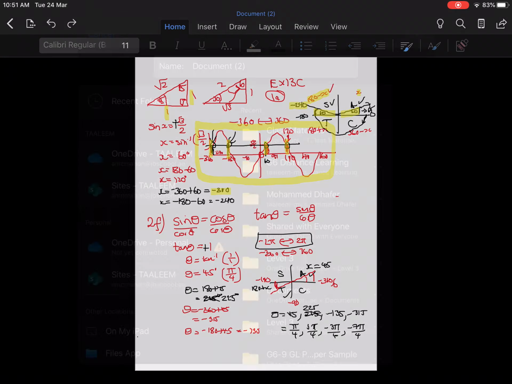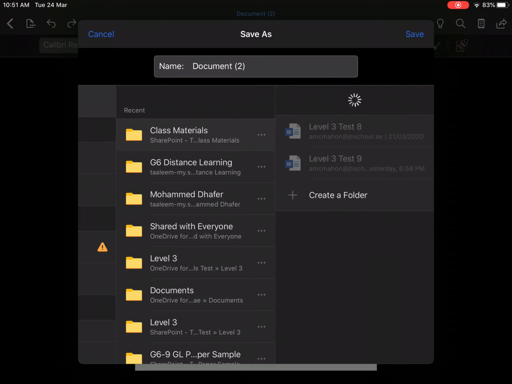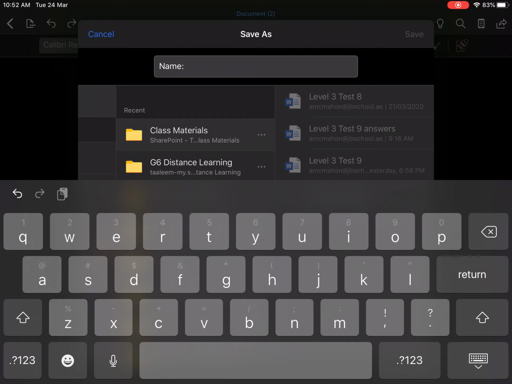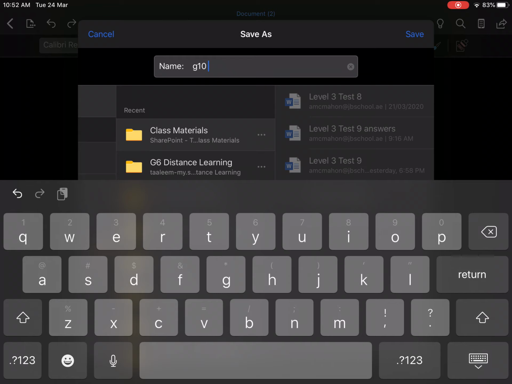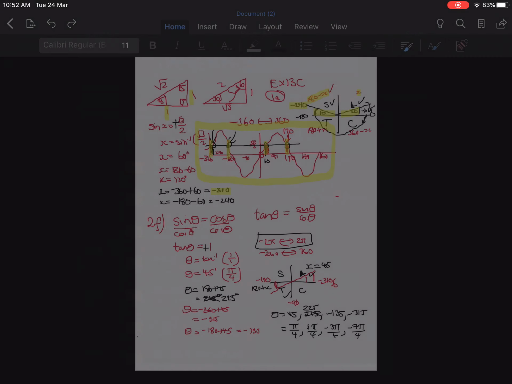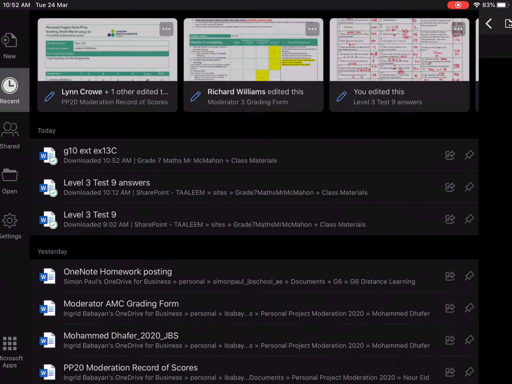So let me just save that so I can keep it for later. Remember, you can just skip this part. Just scroll along, grade 10, extended exercise 13C. All this faffing about, you can hopefully fast forward to another 30 seconds and we'll be ready to go.